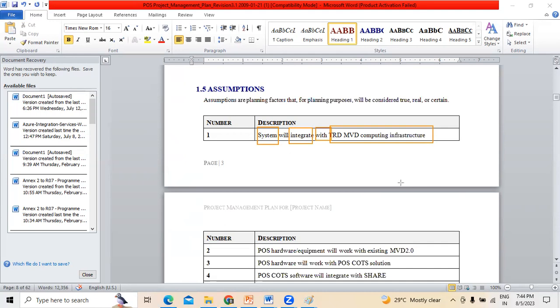Second point. What was the second assumption here? POS hardware equipment will work with existing MVD 2.1. MVD is an existing infrastructure which the customer has. So whatever POS system is working is based upon the hardware equipment which MVD has. So this project management plan is built by the vendor's PM. We have to make it here because there are two kinds of people.